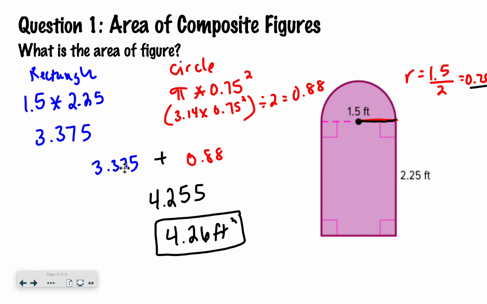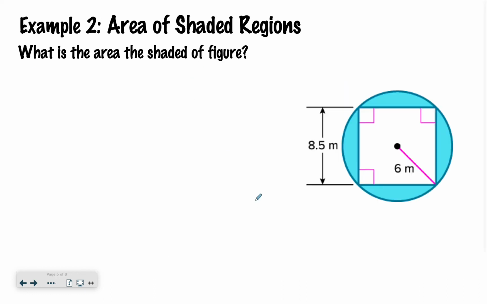Then I said 3.375 plus 0.88 gave me 4.255, and then I just rounded to the nearest hundredth, so 4.26 feet squared. Okay, if you have questions about that, please be sure to reach out for some help. I'm happy to help you. Let's move on to our next example.